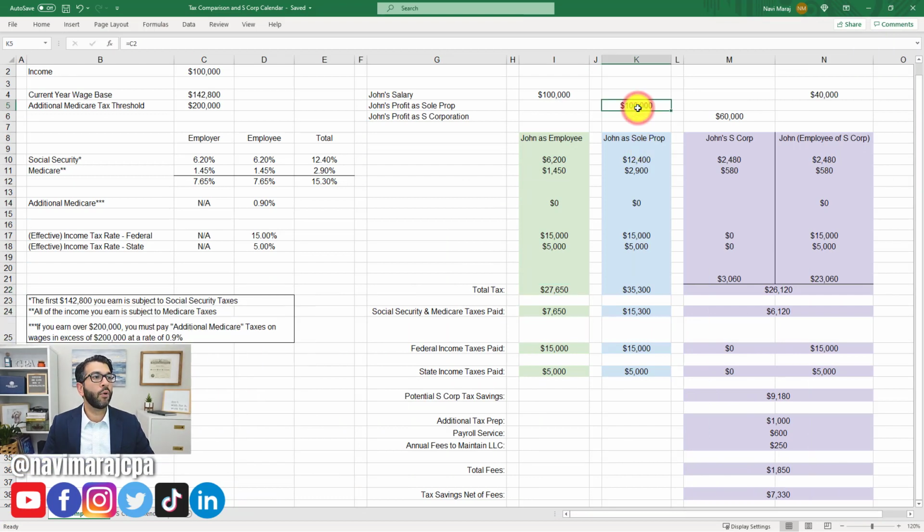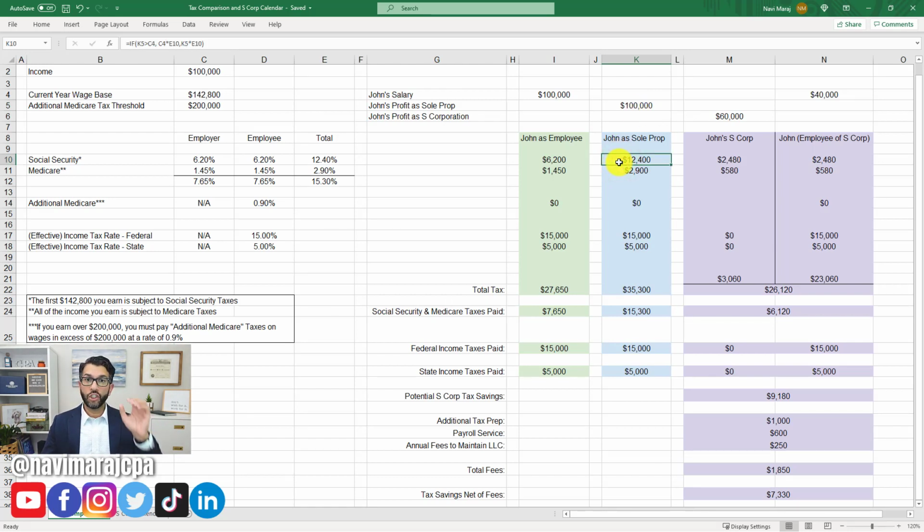In this example, I'm saying John's profit in his sole proprietorship taxed business is 100 grand. Now, in order for him to make 100 grand, he probably incurred some expenses, right? So he might have had revenue of $140,000 and $40,000 in expenses. He lands at $100,000 of profit. What taxes does he pay?